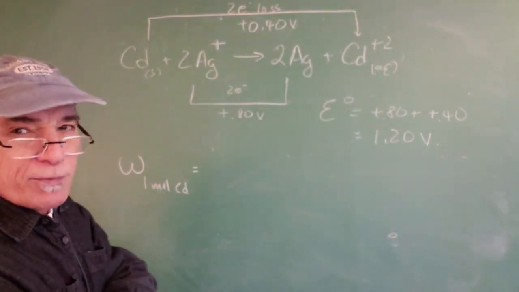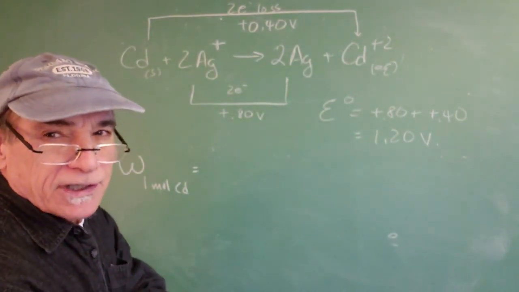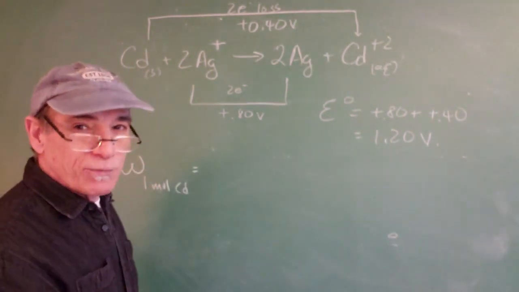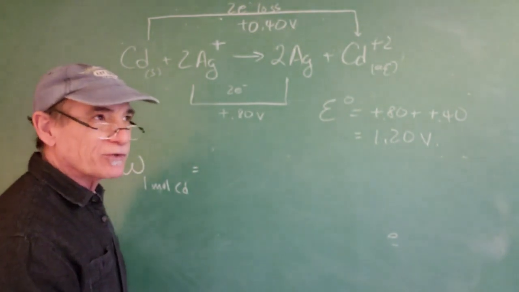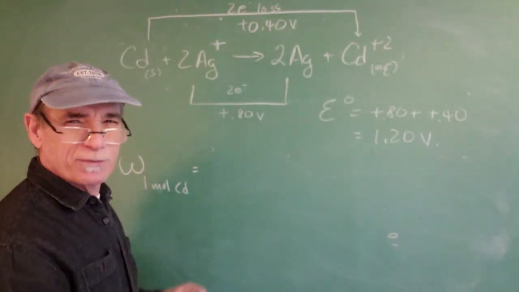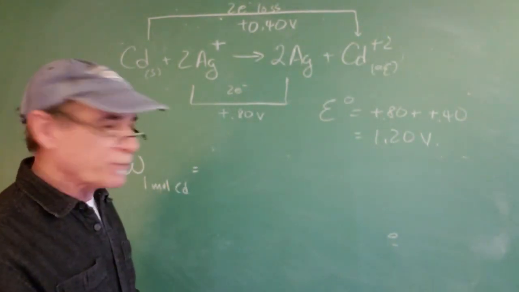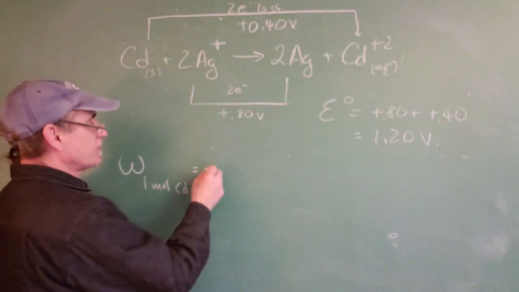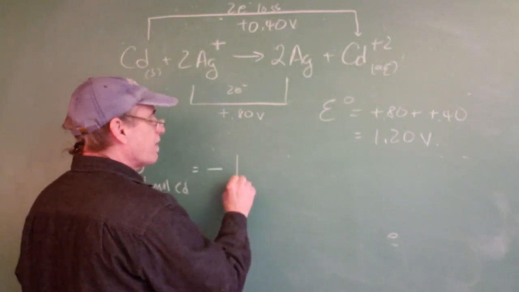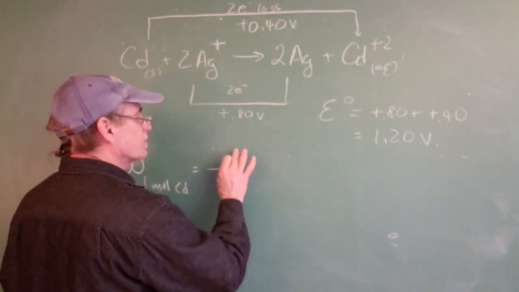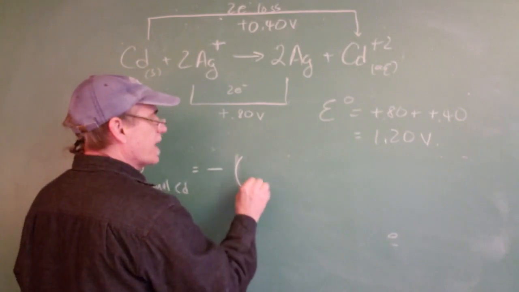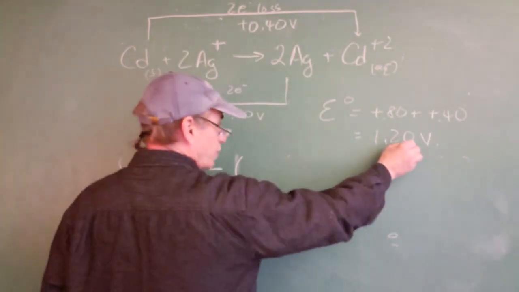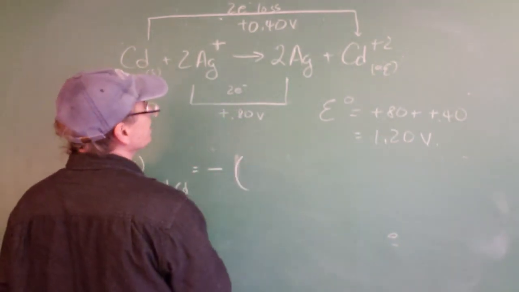Now, if I were to ask you, well, how much work could that battery do if we were to run an entire mole of cadmium through here? Now, a mole of cadmium is quite a bit. I forget the molecular weight, but that's a sizable amount, so it'd have to be a pretty big battery. But let's do it for just 1 mole. Well, again, the work for 1 mole of cadmium would be a negative. Now, the first things we had in here were N, F, and the voltage. Well, there's the voltage, but what would the value of N be?